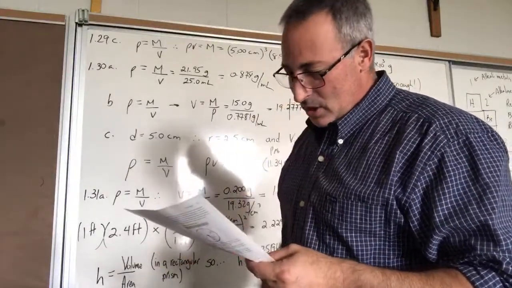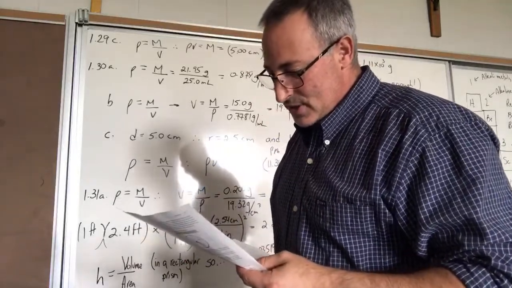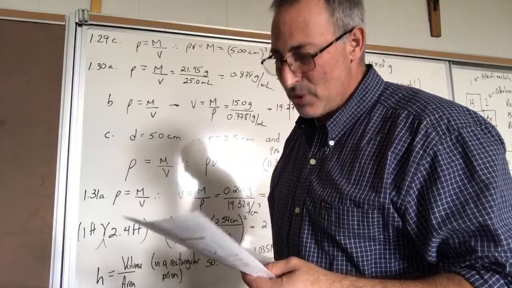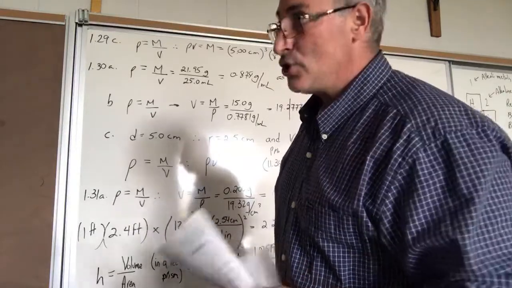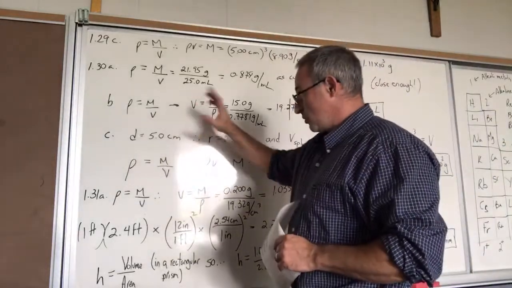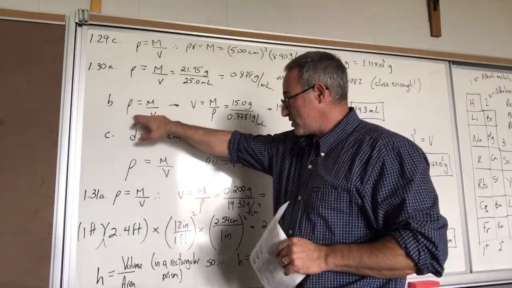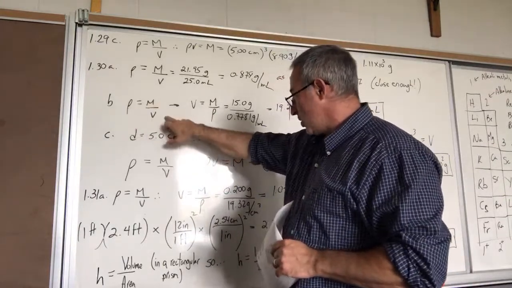130B. An experiment requires 15 grams of cyclohexane, whose density at 25 degrees Celsius is 0.7781 grams per milliliter. What volume of cyclohexane should be used? Set it up so that we're solving for volume. So we start off with the original equation, density equals mass over volume, transpose the V, then transpose the rho, you get this.